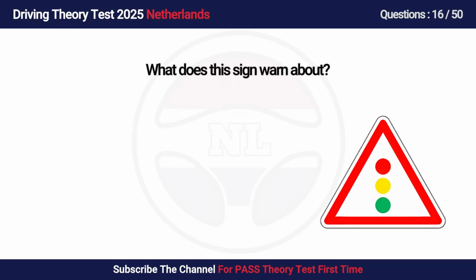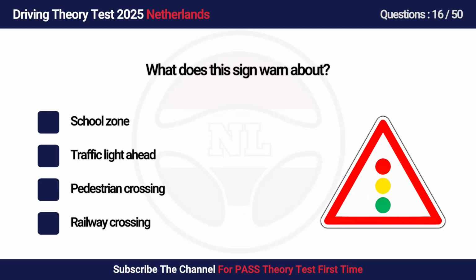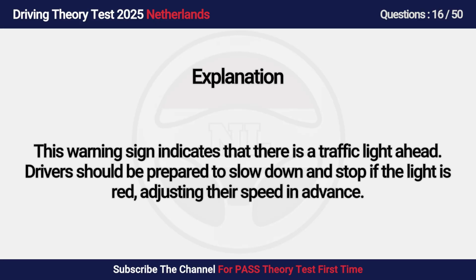Question 16. What does this sign warn about? A. School zone. B. Traffic light ahead. C. Pedestrian crossing. D. Railway crossing. Answer is B. Traffic light ahead. This warning sign indicates that there is a traffic light ahead. Drivers should be prepared to slow down and stop if the light is red, adjusting their speed in advance.